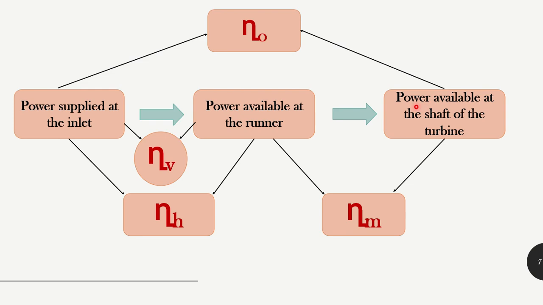Why am I taking the second quantity by the first quantity? Suppose if you observe these two, the first cycle, these first two boxes, this is the input, this is the output for this cycle. So efficiency means output by input. That's why it is runner power by water power. Similarly, if you observe these two boxes, this cycle, here this is the output, this is the input. So again, output by input. So mechanical efficiency is shaft power by runner power. That's what I have written here.